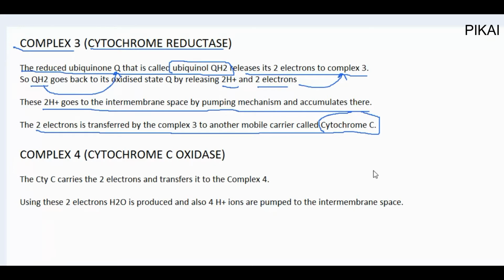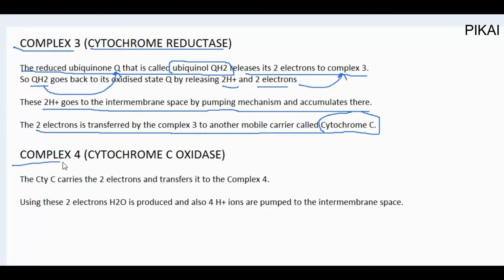So what happens, let's keep it aside. The two electrons are accepted by the cytochrome C, which is another mobile electron carrier. They carry these electrons from complex 3 and travel to complex 4 and transfer these electrons to complex 4. Basically, it transfers the two electrons from complex 3 to complex 4. So now let's get on to complex 4.